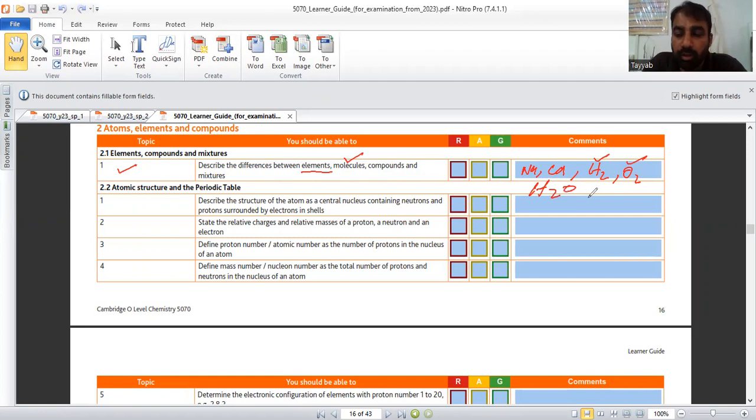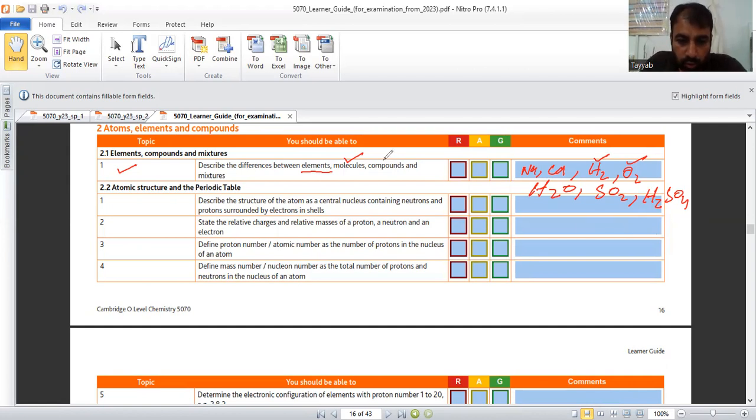In the same way, H2O is the molecule of a compound because it contains two different elements. SO2, sulfur dioxide, is again the molecule of a compound. H2SO4 is the molecule of a compound as well. It contains hydrogen, sulfur, and oxygen.